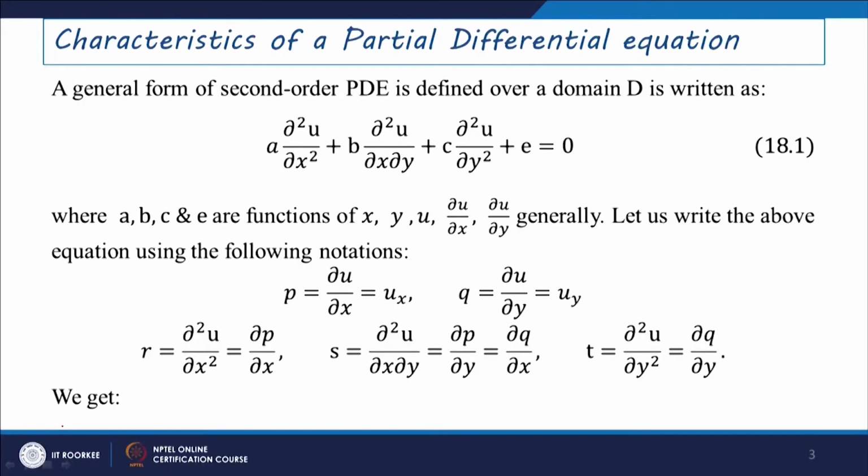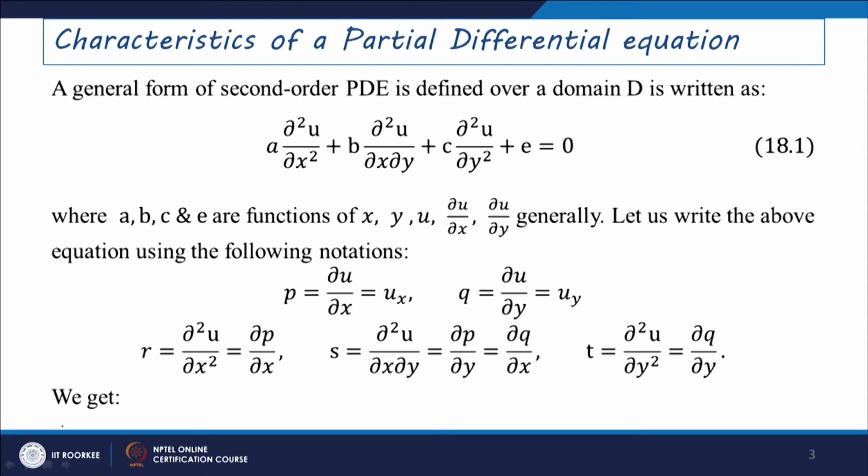So, if we go for the characteristics of a partial differential equation, usually we write the second order partial differential equation in the form a ∂²u/∂x² plus b ∂²u/∂x∂y plus c ∂²u/∂y² plus e equals 0, where a, b, c and e are functions of x, y, u, ux, uy. Generally it is expressed in this form.